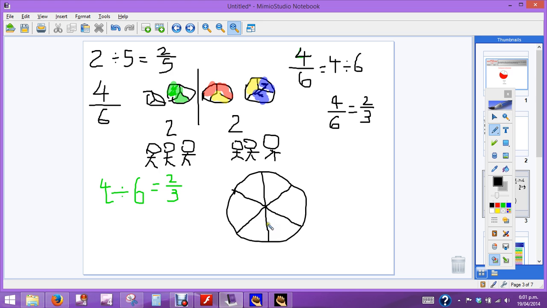4 out of 6 is the same as 2 out of 3, and this is because every 2 out of 6 is already a third. So here's a third here, a third here, and a third here. Is their equivalent. So 2/6 equals a third.